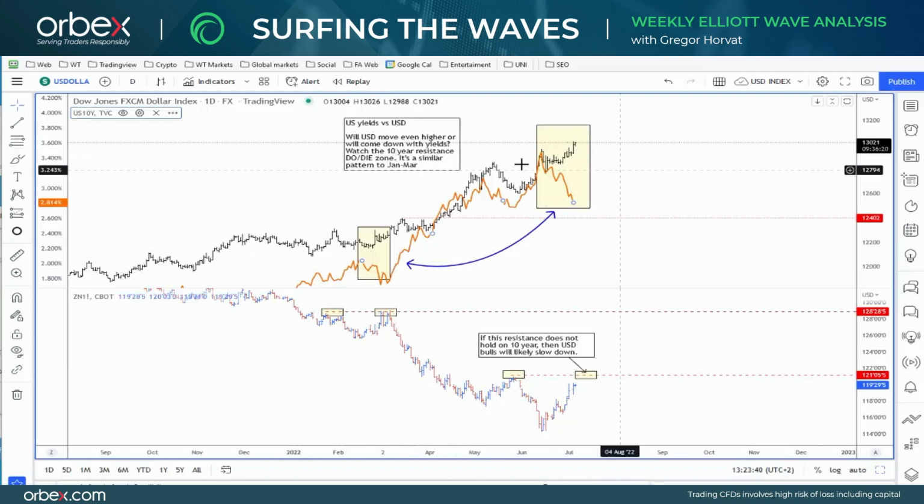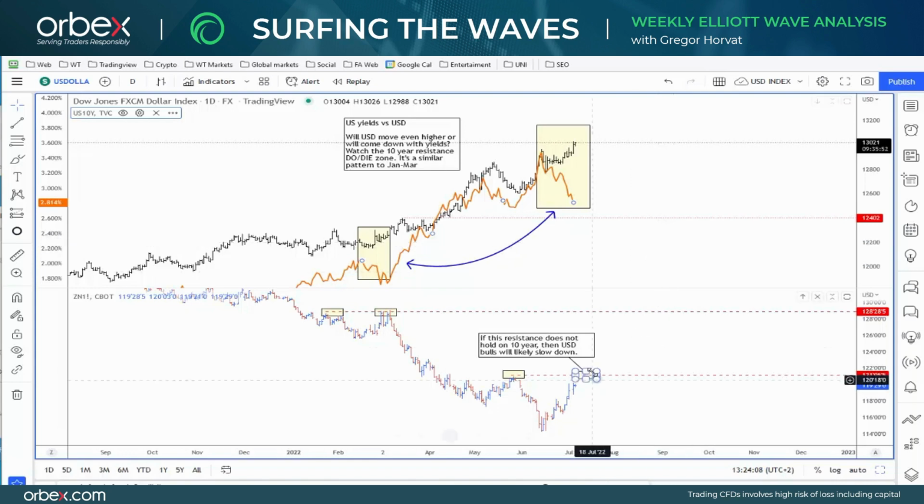But now what we see is that US yields are coming to the downside, but the US dollar is still making a new high. So you are seeing a divergence here. The question is, which one will catch the other? Will the US dollar see limited upside if the US yields continue to move to the downside, or will the US yields maybe turn back towards the highs and the dollar will move even further?